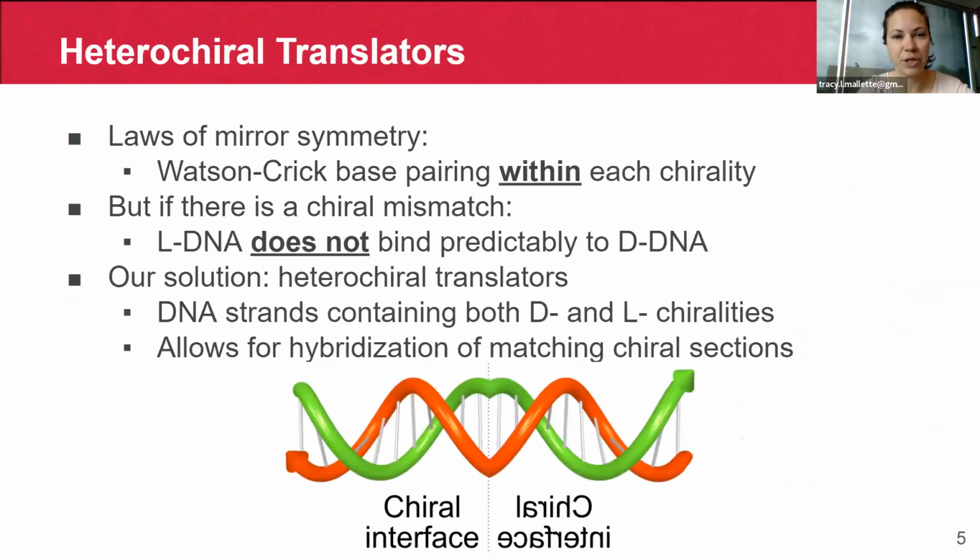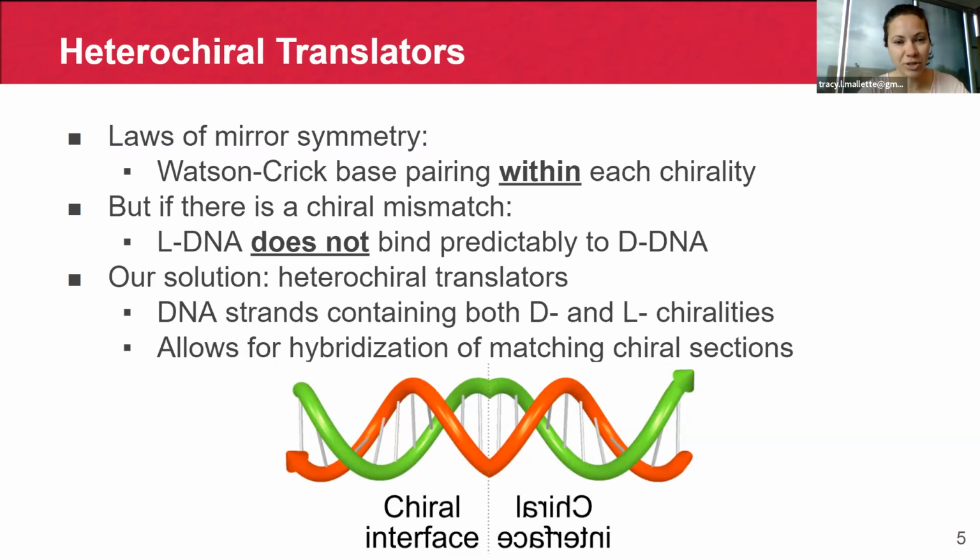So with the laws of mirror symmetry, Watson-Crick base pairing occurs within each chirality, but if there's a chiral mismatch, like L-DNA to D-DNA, it doesn't bind predictably. So this creates a really big challenge when you want to use this left-handed molecule for performing any functions in the cell. And so our solution has been to create these heterochiral translators.